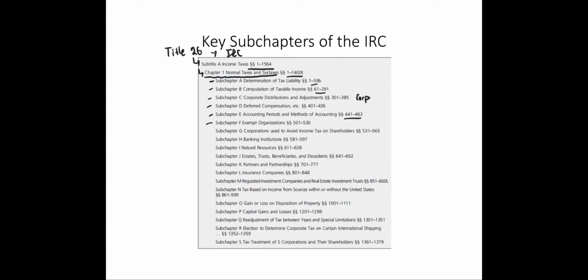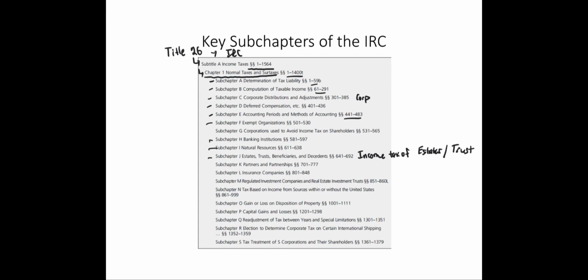Subchapter F is going to be exempt organizations. Subchapter G, we can avoid that. H is banking. I is natural resources, not that common. J, estates, trusts, beneficiaries, and decedents. This is not the same thing as estate and gift tax. This is income taxation of estates and trusts. So forms 1041, when you have to fill out the income taxation of estates and trusts, that's what we're talking about right there. We're not talking about the form 706 and form 709 for gift tax return and estate tax return and all that. That is going to be found in a different subtitle, not the income tax subtitle.